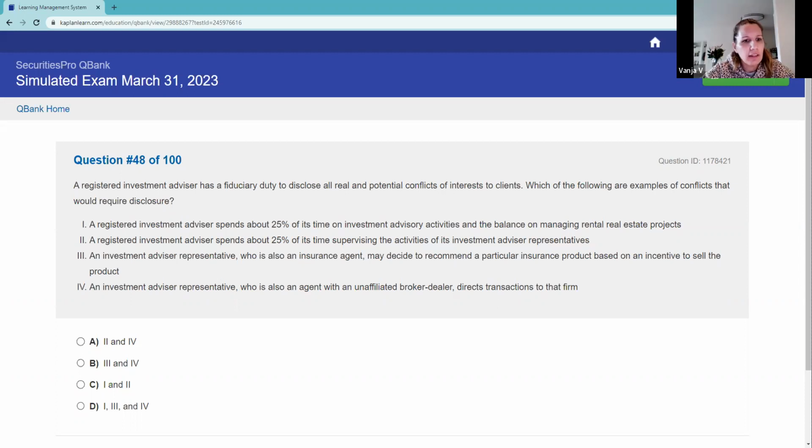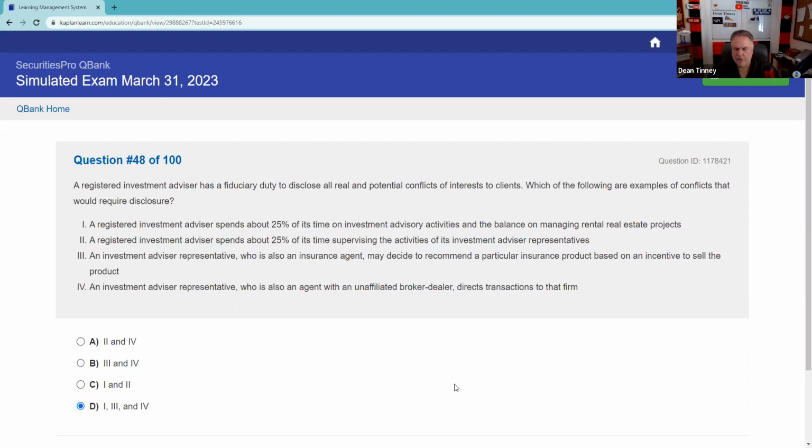And a registered investment advisor spends about 25% of its time... So he's doing other stuff, a quarter of the time away from actually managing and advisor activities. So I will say D as in dog, 1, 3, and 4. You are correct. I like how you got there too, right? Because if you're supervising, that's exactly right, that's part of the business. The 1 is not part of the business. You're spending three quarters of your time doing other things.